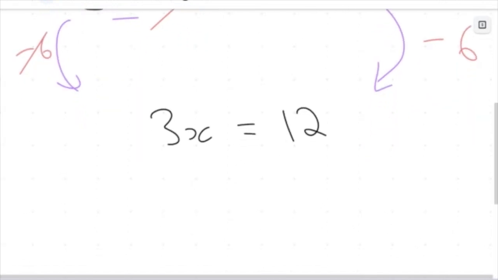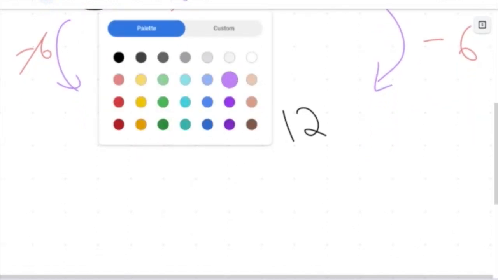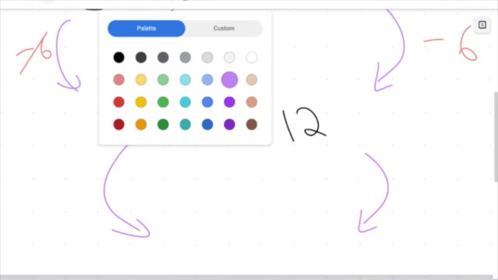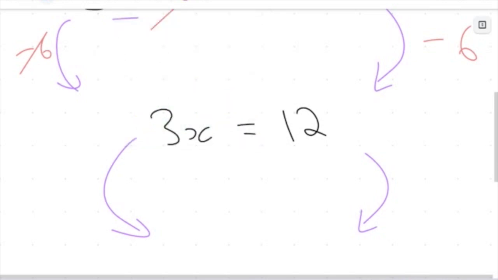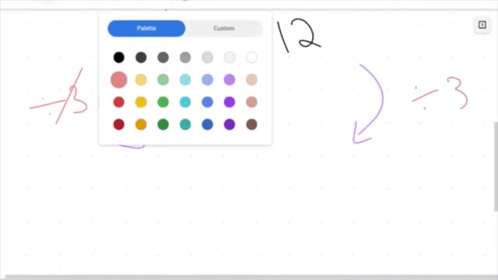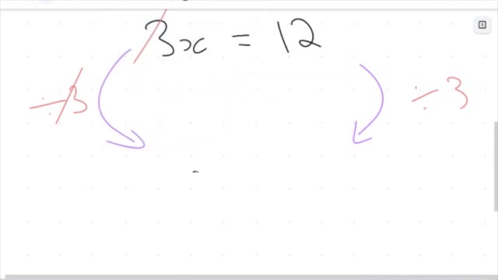And now from here, a lot of you, if you know your times tables, can probably guess what x is right off the bat, but it's being multiplied here, so we can do the opposite. So x is being multiplied by 3, so we can divide by 3. Divide each side by 3 to see what x was before we multiplied it by 3. And in doing this, we get that x equals 4. Cool.